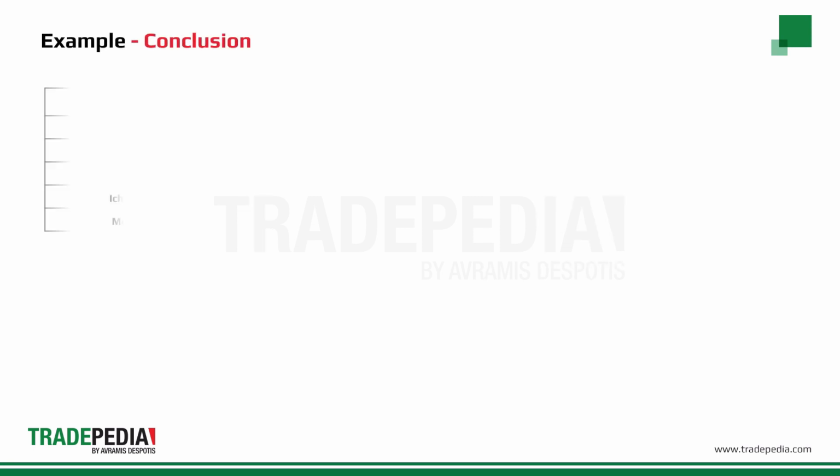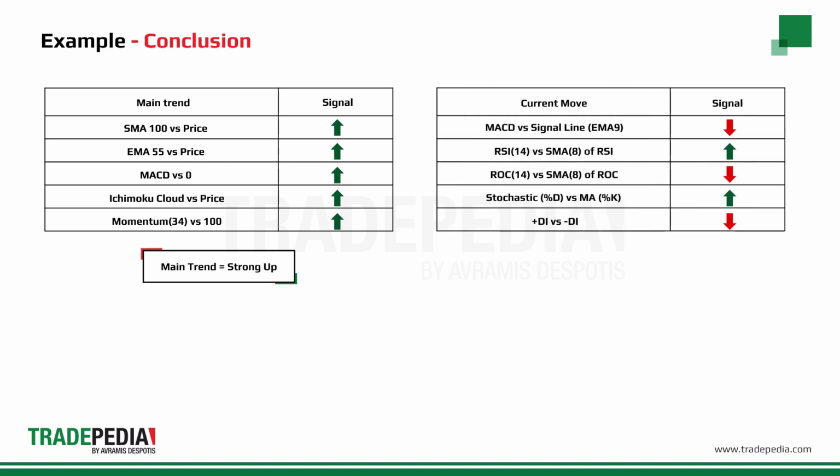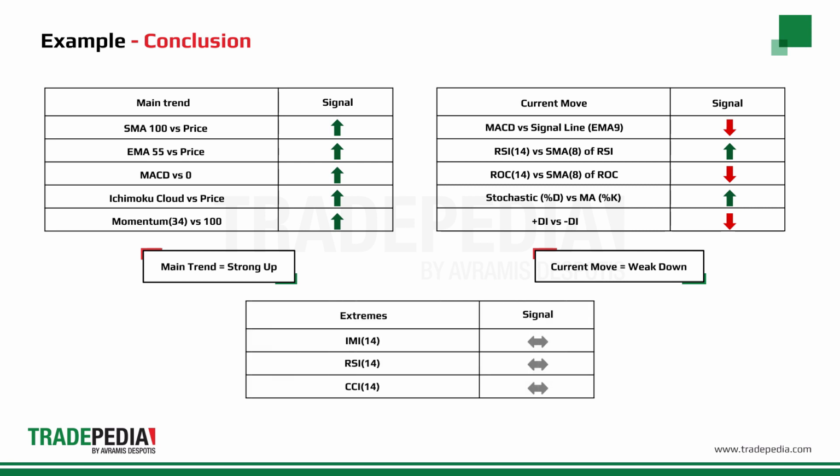Putting together the various aspects of our analysis for the given security, we conclude that the main trend direction is strong up, since all indicators out of the 5 main trend indicators are reflecting bullish signals. With regards to the current move, or the direction of the last price wave, we conclude that it is weak down, since only 3 out of the 5 indicators are reflecting bearish signals. And for market extremes, we conclude that the price is in a neutral state, not oversold nor overbought, and can therefore move smoothly in any direction.